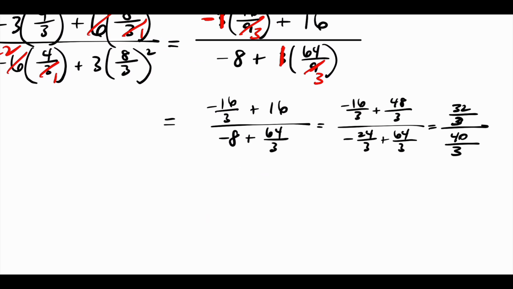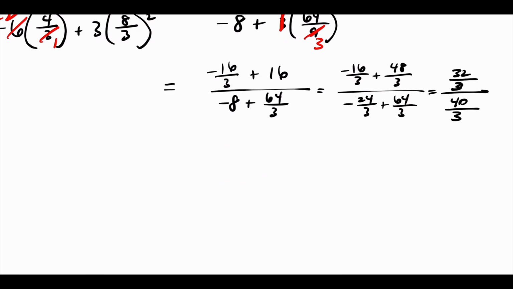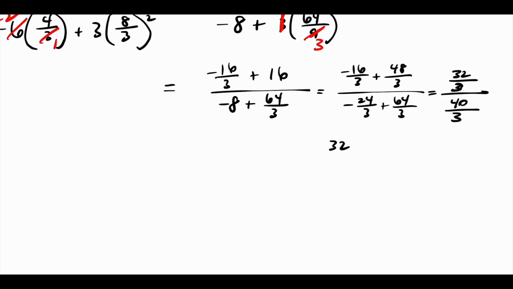You have a fraction divided by a fraction. How do we divide fractions? What's the rule for dividing fractions? Multiply by the reciprocal of the second. So take the first one, change to multiplication, and then the reciprocal of the second. So we get 32 over 40, which reduces to 4/5.